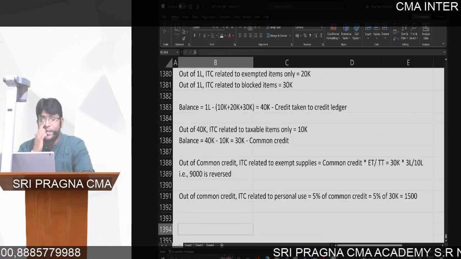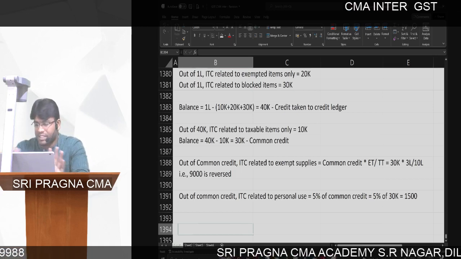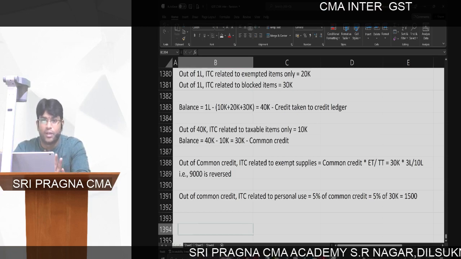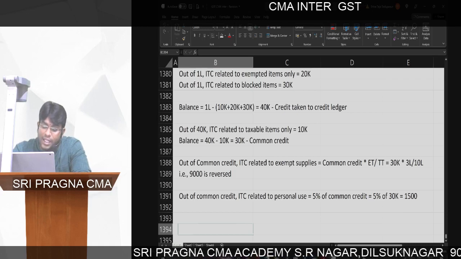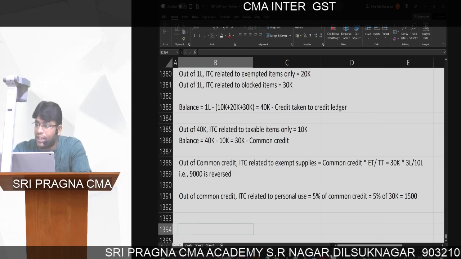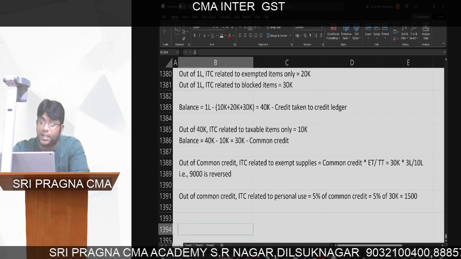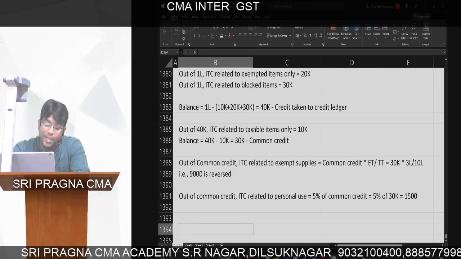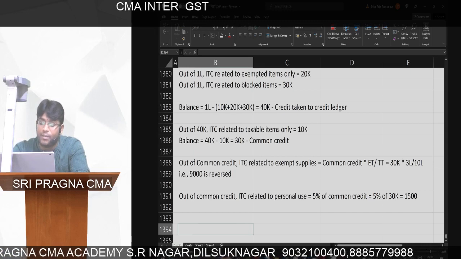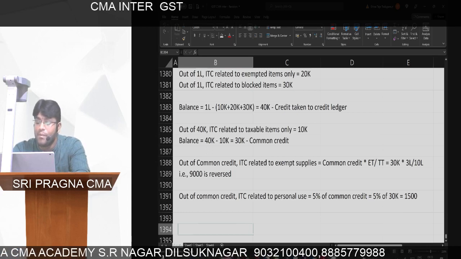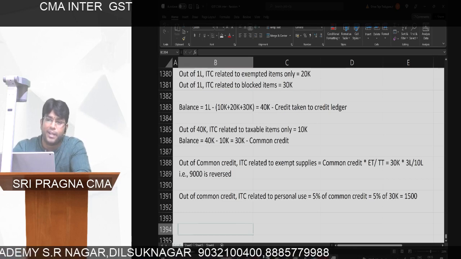So what we are trying to do is take the total ITC. Out of that, what is related to personal is gone, exempted is gone, blocked is gone. The balance is the credit that I take to the credit ledger. Out of that, how much is related to taxable, I'll separate; the balance is called common credit. Then out of the common credit, the amount related to exempted will be common credit into exempt divided by total. Personal will be 5% of that common credit. And if the exempt turnover figures are not available for that month, we will take figures for the previous month. I hope this makes sense for everybody.